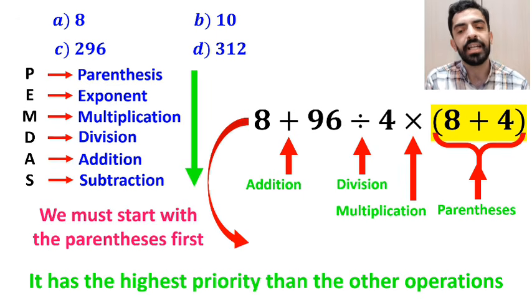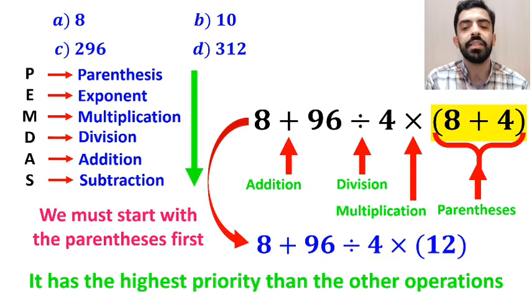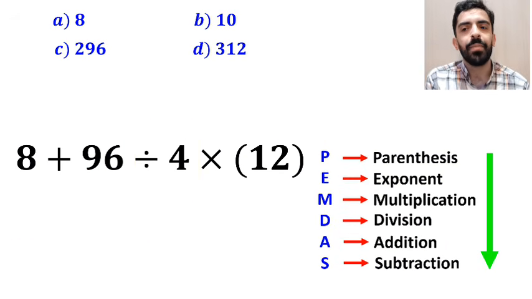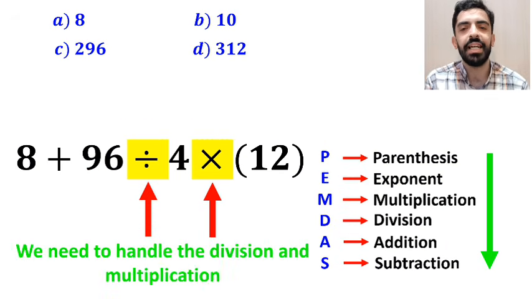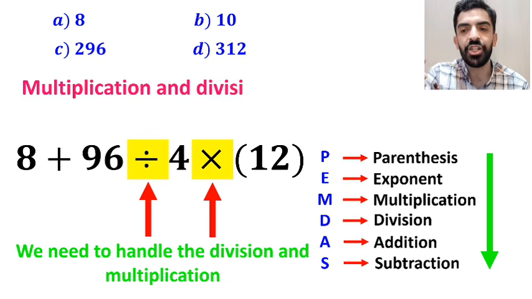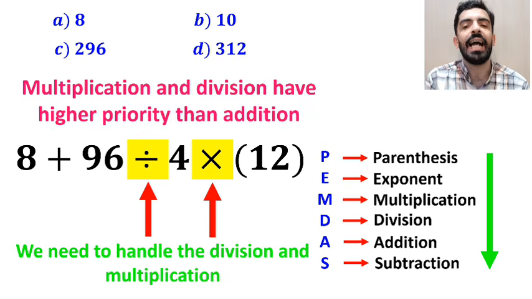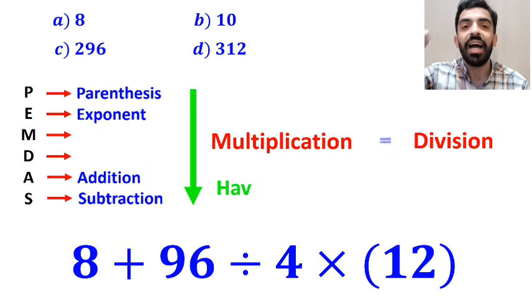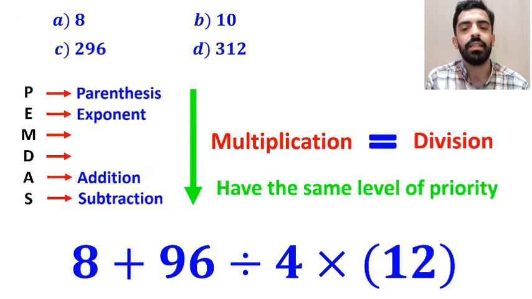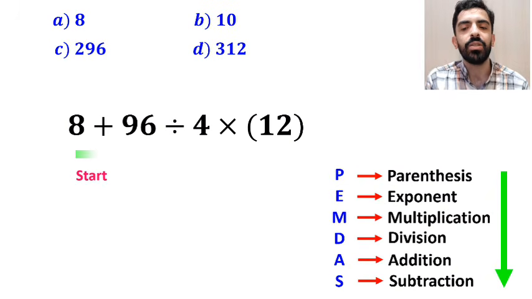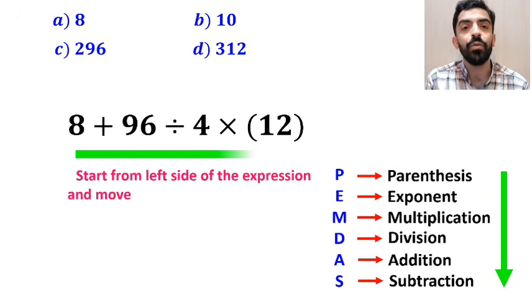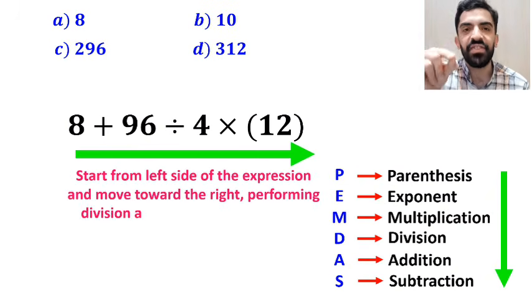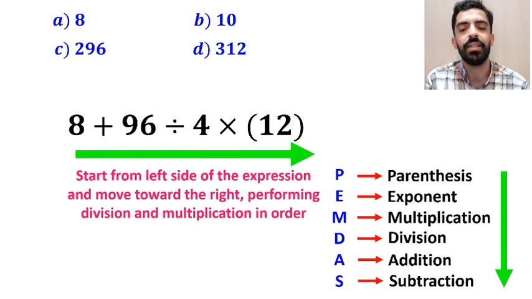So, instead of this expression, we can write 8 + 96 ÷ 4 × 12. The next step, we need to handle the division and multiplication, because multiplication and division have a higher priority than addition. However, it's very important to note that in the PEMDAS rule, multiplication and division have the same level of priority. In this case, the best thing to do is to start from the left of the expression and move toward the right, performing division and multiplication in order.